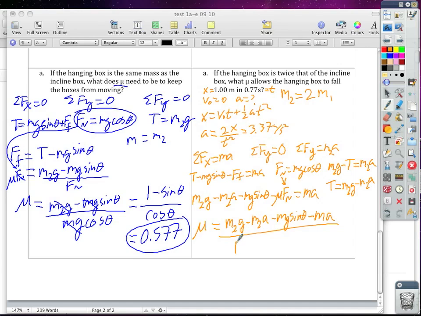And what is Fn? It's mg cos theta. What's that? Because I move this one over here, move this one over here. But I like how you're paying attention because I have been known to make mistakes.